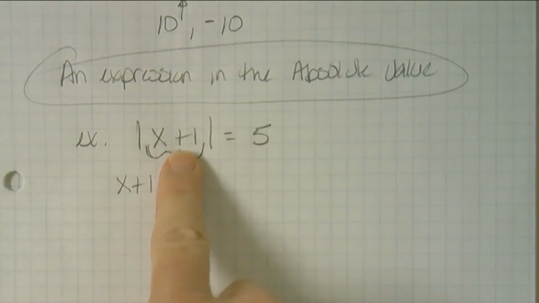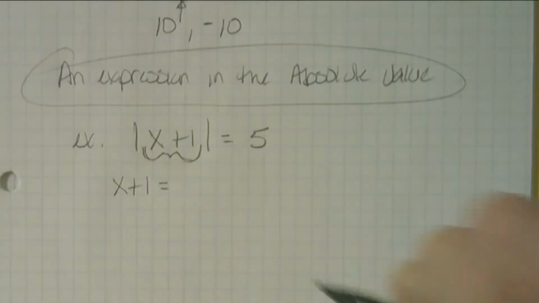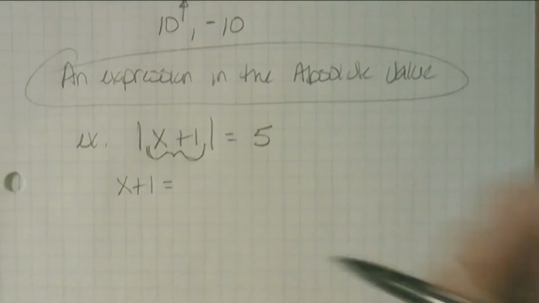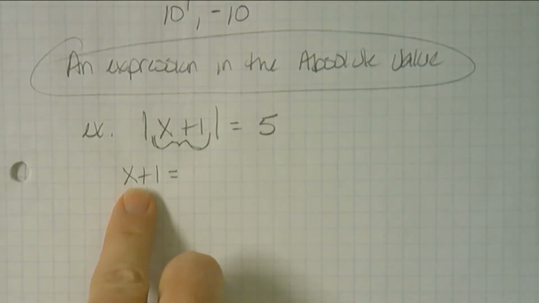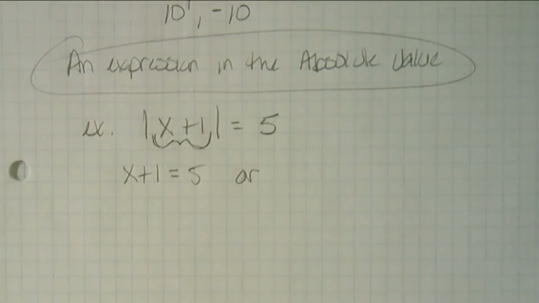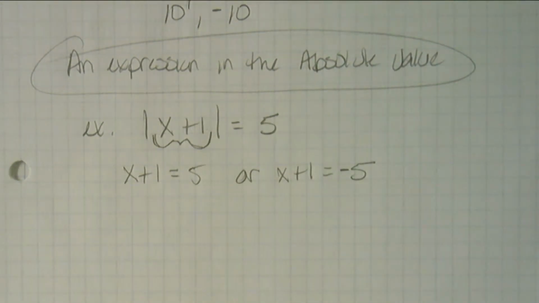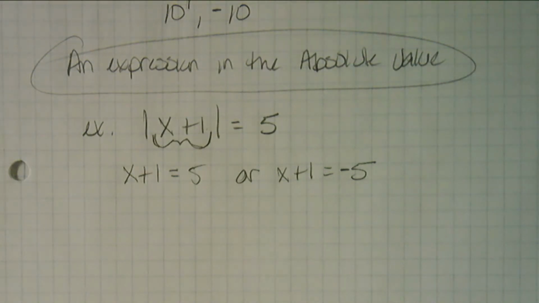What does this math have to equal, Jacob? I'm not asking you what x is. I'm asking you, what does x plus 1 have to equal? It has to equal 5. Or what does it have to equal? Excellent. The x plus 1 has to equal 5, or the x plus 1 has to equal negative 5. How many of you guys understand that? So that expression, whatever that math is, when I'm done doing that math, that number has to be 5 or negative 5, because when I take the absolute value, I have to get 5.